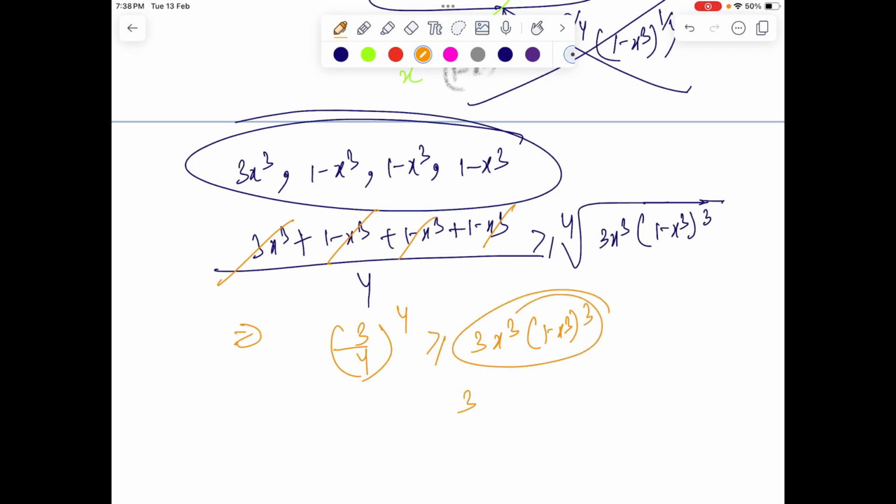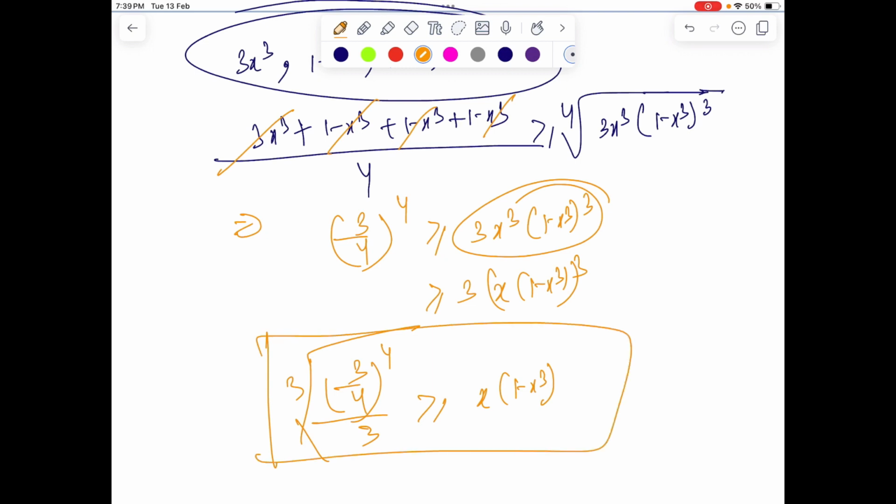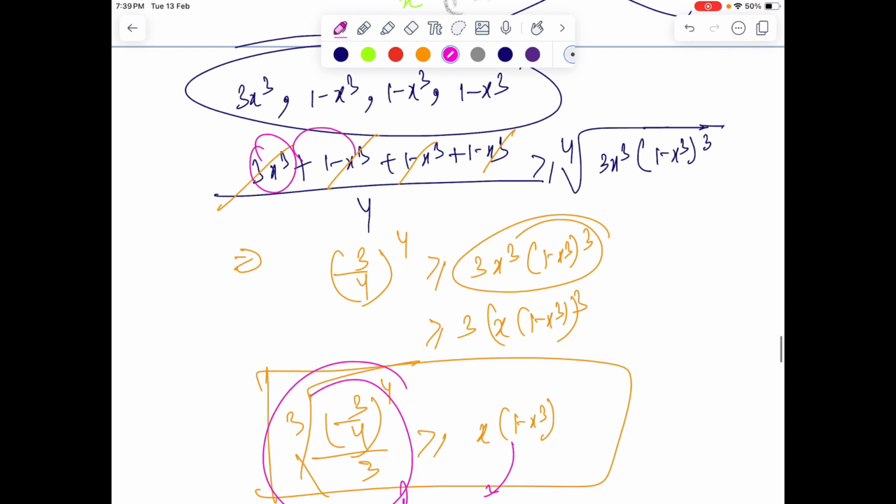And now we are lucky perhaps. So we have (3/4)^4 is greater than or equal to 3x³(1 − x)³. And this is nothing but 3 times [x(1 − x)³]. And that gives the answer, because (3/4)^(4/3) is greater than or equal to the third root of x(1 − x)³. And this is the max value of this expression.